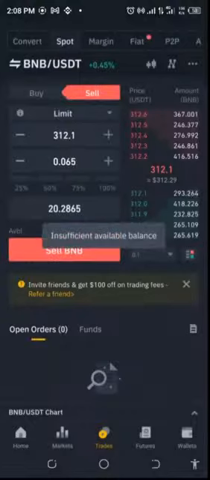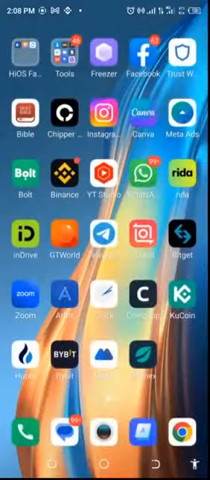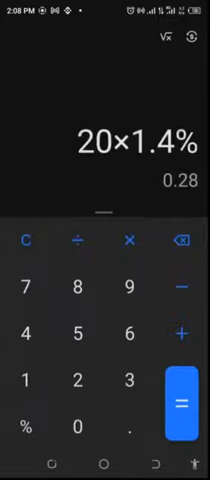So we have 20.28. That's about 1.4%. Is that 1.4%? Something in that range. Let me be sure. Yeah, that's 1.4%. I was thinking of going, let me do it with my calculator just to be on the safe side. So that's 20 times 1.4%. Okay, yeah. So let's go ahead and try this out.